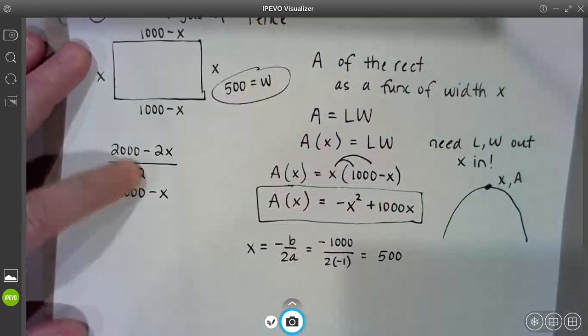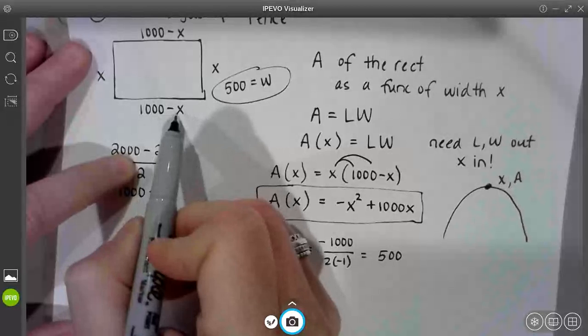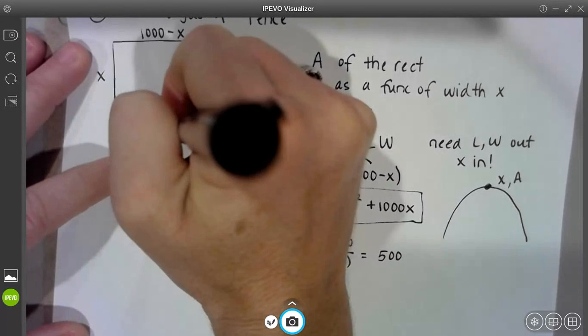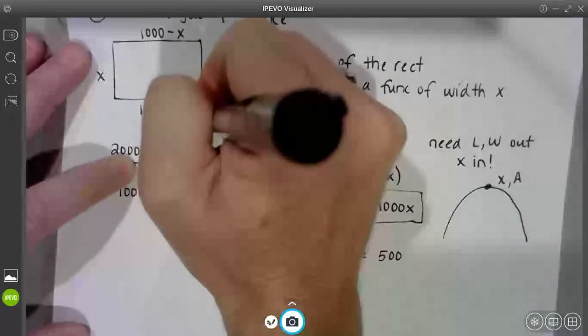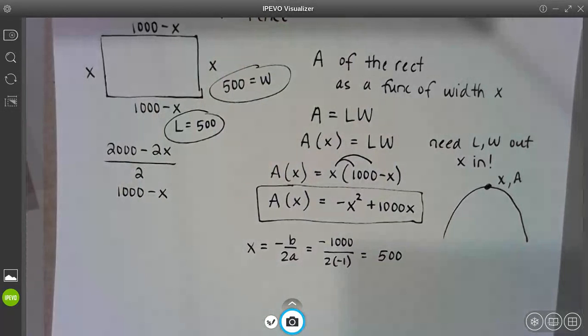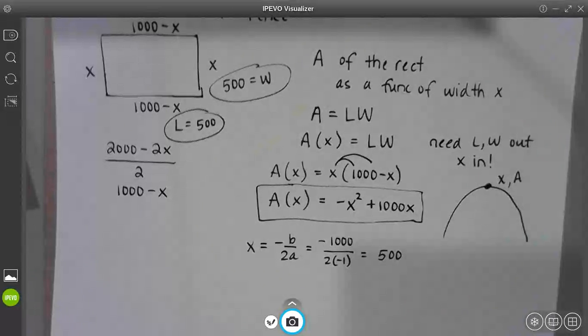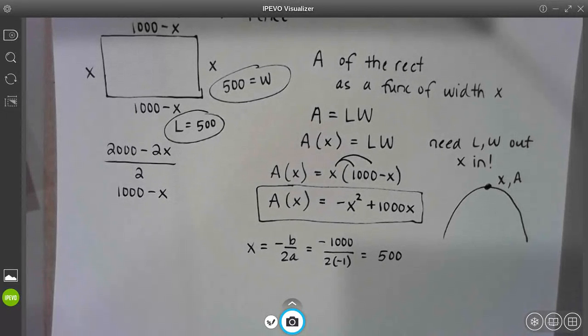which then, if the width is 500, what's 1,000 minus 500? The length is also 500. So it's a square that maximizes the area, 500 by 500 yards. And then obviously if you wanted the max area, what's 500 times 500? Was that 250,000? Okay, and you're done. Everybody okay with that problem? I find these ones to be the easiest ones in the section.